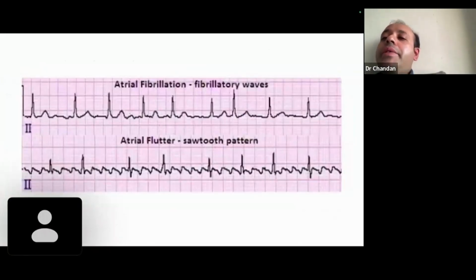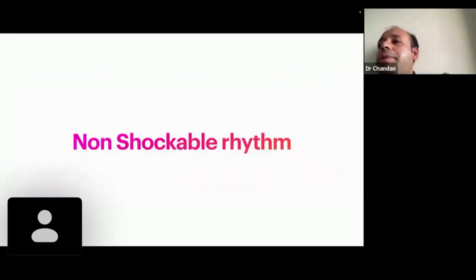Apart from that, there are certain rhythms like atrial fibrillation and atrial flutter. In these cases, if the patient is not hemodynamically stable, then you will have to consider shocking the patient. In atrial fibrillation, you also do not find P waves. These are irregular pulses, and the kind of waves is shown in the upper ECG. Atrial flutter has a very sawtooth-like pattern. Here again, you have to consider shocking the patient, provided the patient is not hemodynamically stable.